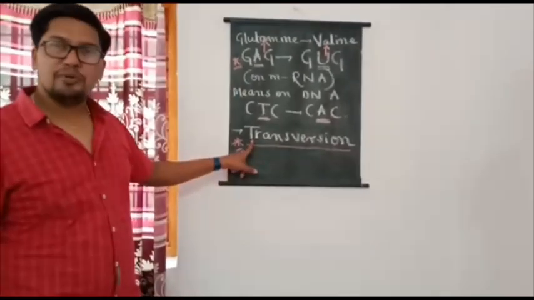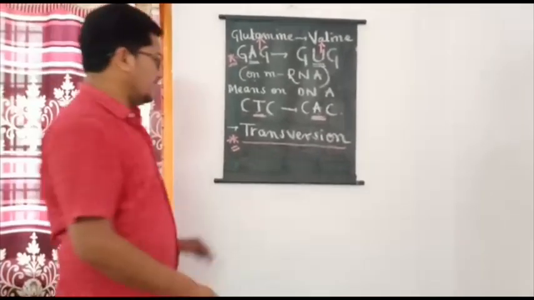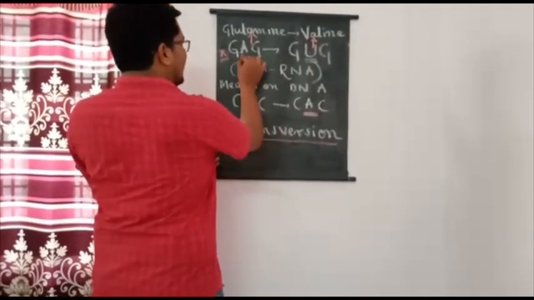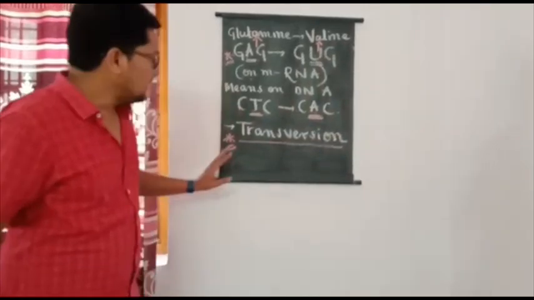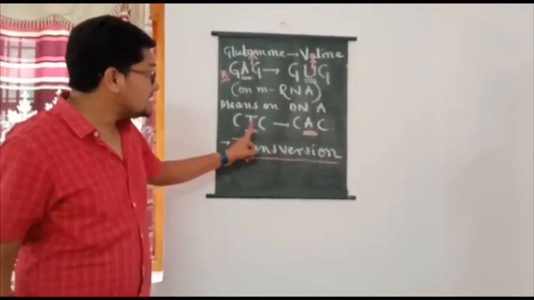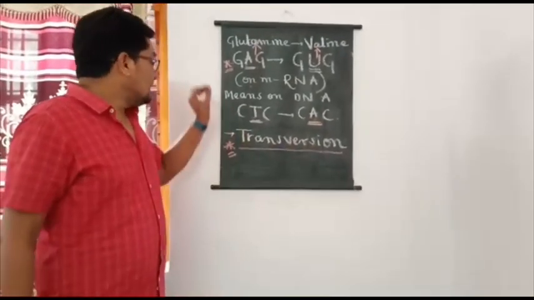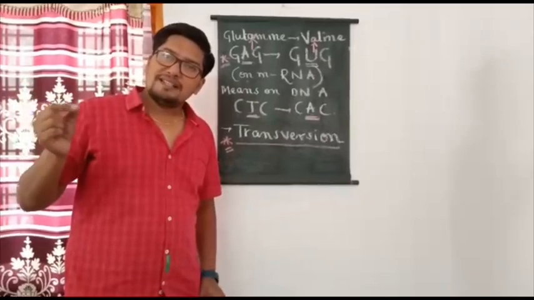So which type of mutation is it? Transversion. So the type of gene mutation responsible for sickle cell anemia is transversion, and the change on mRNA, GAG is replaced by GUG, and the change on DNA, CTC is replaced by CAC. And finally, remember, sickle cell anemia is an autosomal recessive trait.